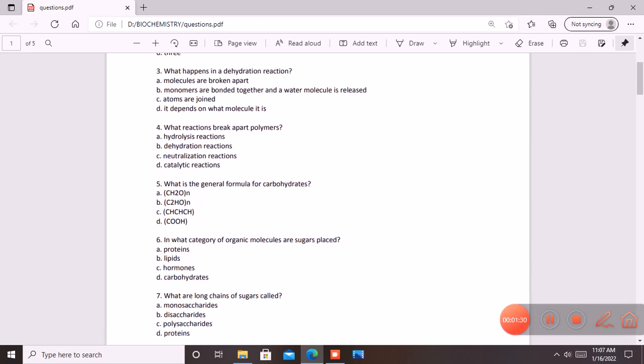Question 4 says, what reaction breaks apart polymers? Polymers are made of monomers. What breaks polymers apart is a hydrolysis reaction, that is, addition of water. So question 4, the answer is A.